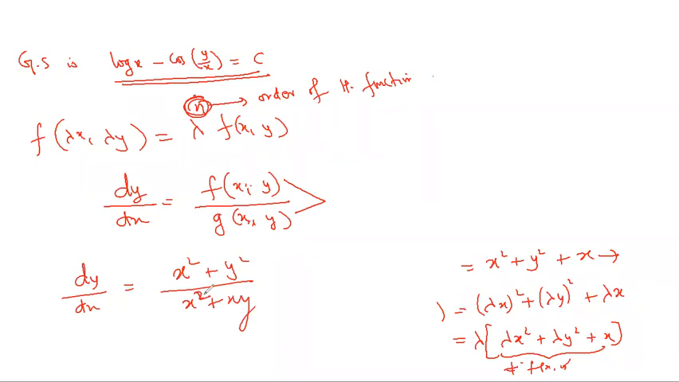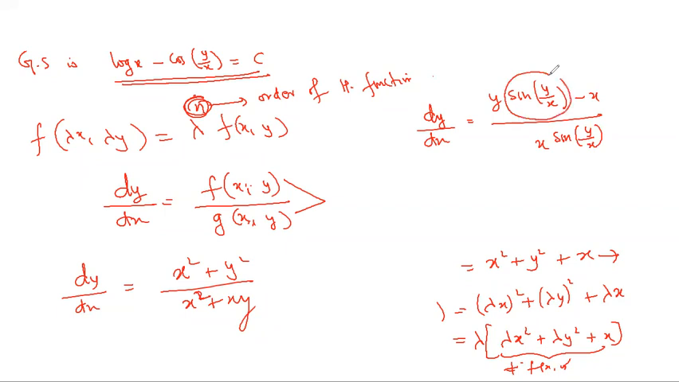Yes, because the degree of each of these terms is equal. It is not always true that the function should have a visible degree. In the previous problem, just look at it. That is also a homogeneous function. There we got dy by dx in this manner: y sine y by x minus x upon x sine y by x. In the numerator and denominator, the lambda gets cancelled. So lambda becomes common here and here, and gets cancelled. So this is a homogeneous function of degree 1, and this is also a homogeneous function of degree 1.